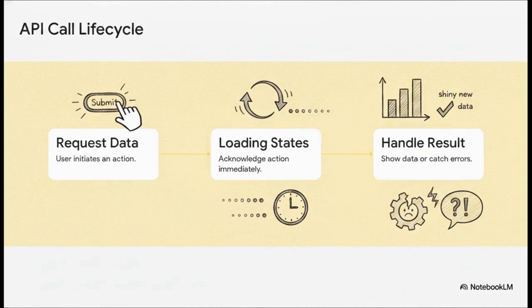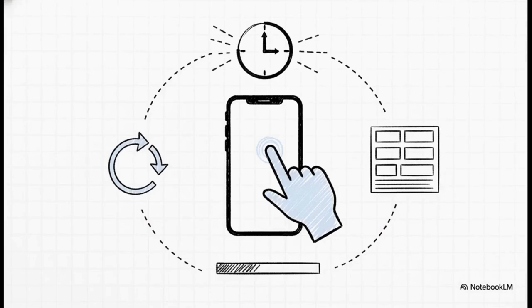If your app logic drops the ball on that middle step, the acknowledgement part, the illusion of a high-performance application shatters instantly. Just imagine clicking a critical submit button on a form, and literally nothing happens. You're just sitting there. You wait. The network is resolving in the background, but visually, the app looks completely dead. So you click it again, and oops, you've just fired off a duplicate post request.